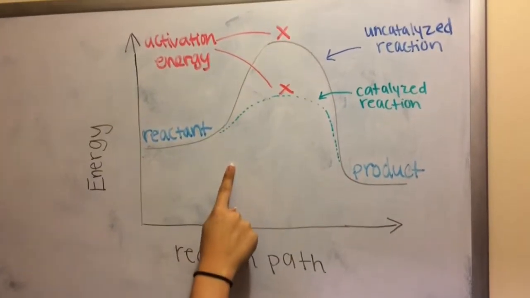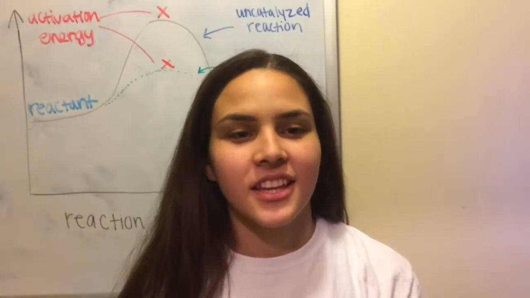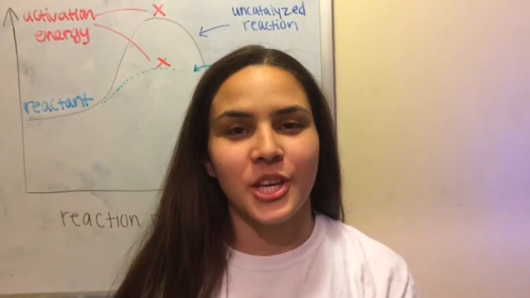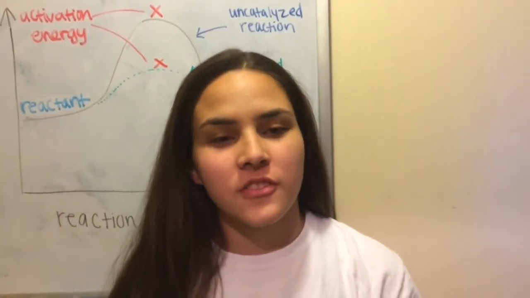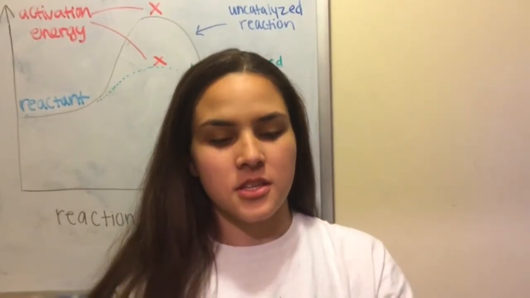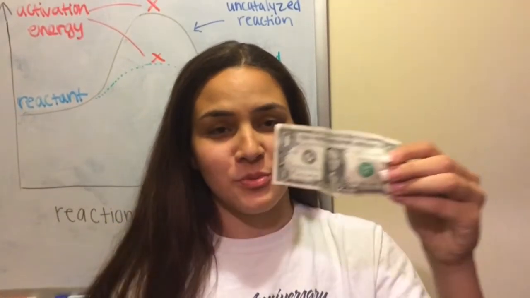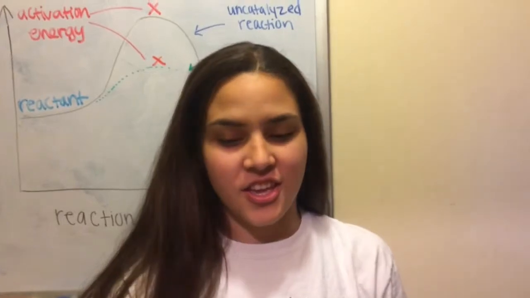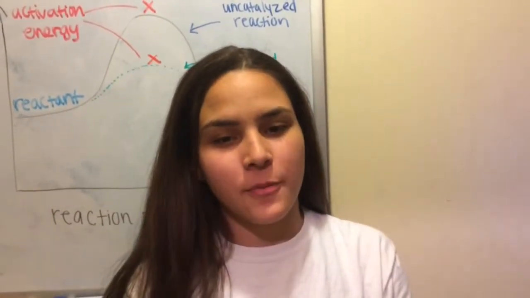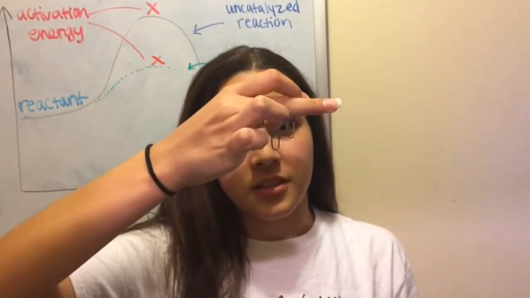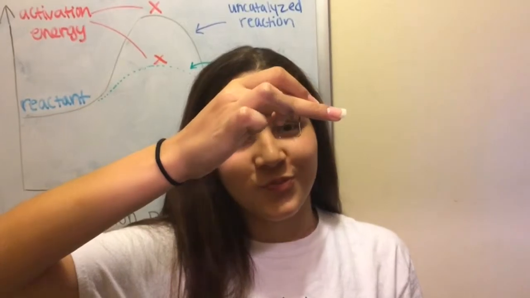Next, I will demonstrate an experiment called the paperclip catalyst. So what you need for this experiment is a dollar bill or paper shaped the size of a dollar bill and 2 large paper clips. The paper strip represents the enzymes and the paper clips represent the 2 chemicals.